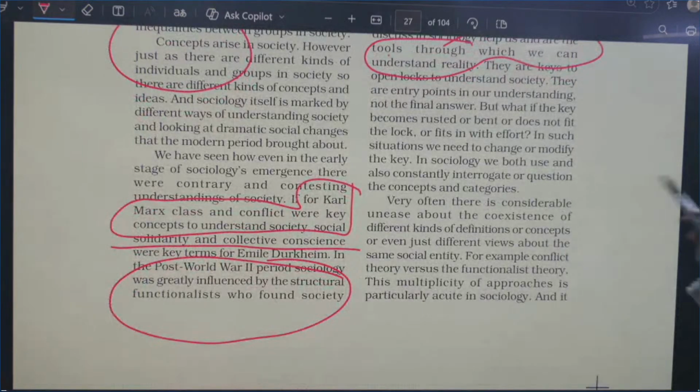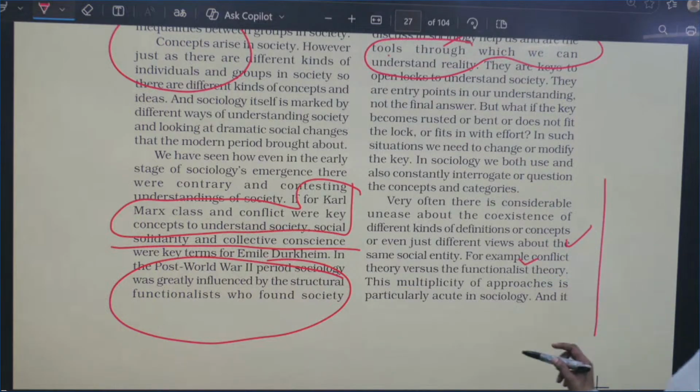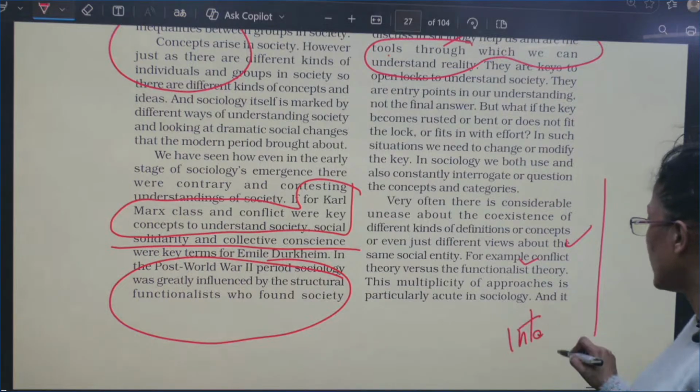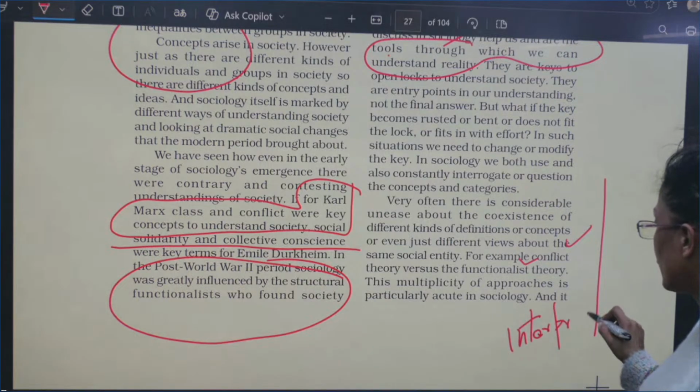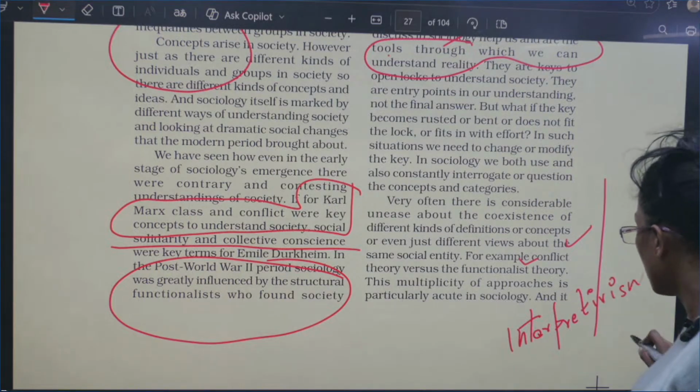And then we do have three theories: conflict theory, functionalist theory, and interpretivist theory. These are giving us perspective. Interpretivism by Max Weber.